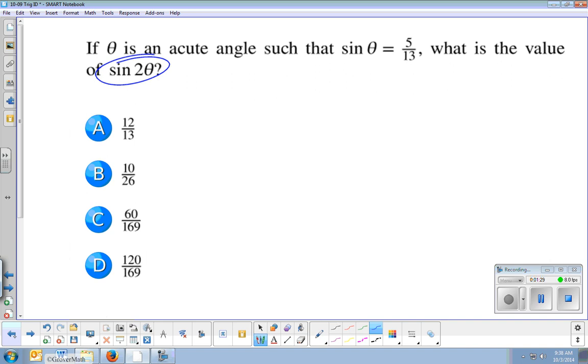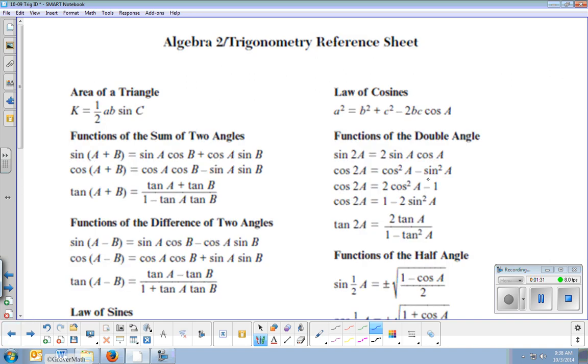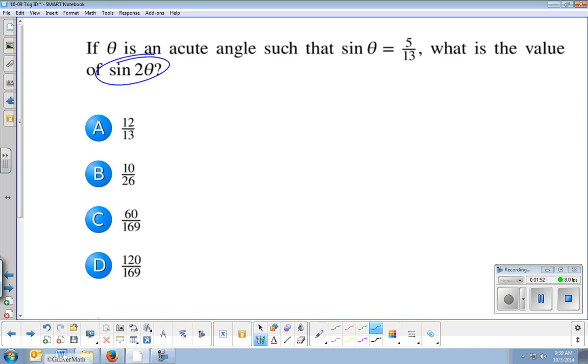So we're doing sine double theta, and the formula for sine double theta is here. In the reference sheet, they're using A instead of theta, and sometimes you'll see theta, sometimes X, sometimes A. It's all the same thing. It's just representing an angle. So sine 2A is 2 sine A cos A. That is what we're going to use for this problem. So 2 sine theta cos theta.